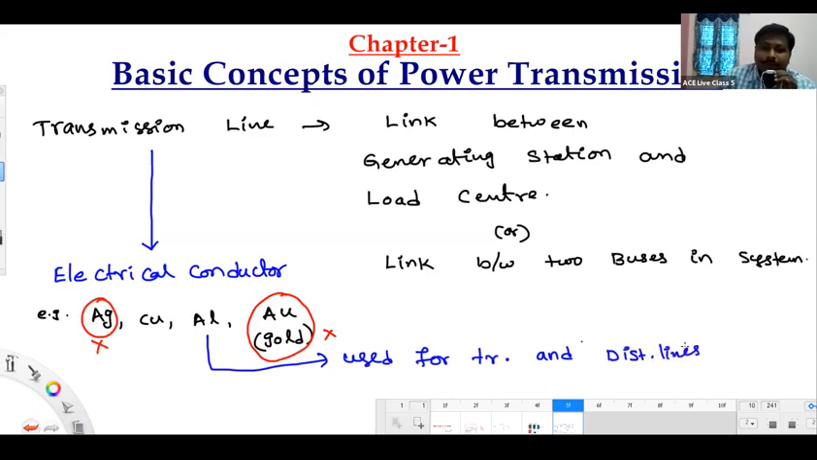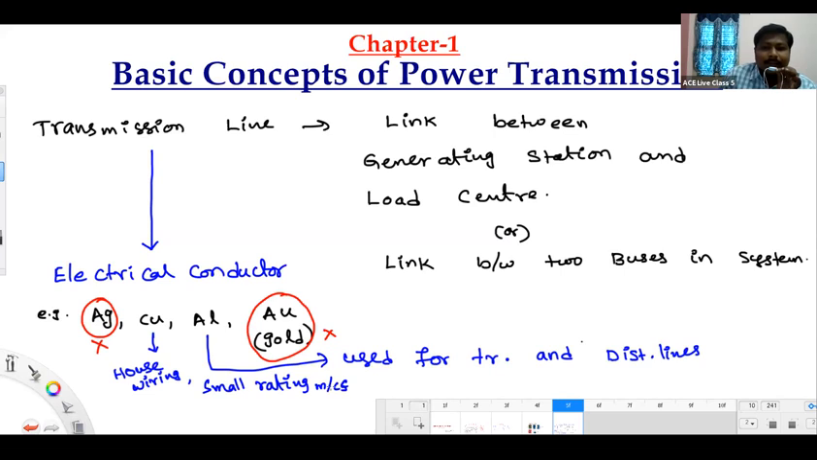Where do we use copper? Can you please tell me? In house wiring, we'll be using copper conductor. House wiring as well as small rating machines and small rating transformer windings. For these things we'll be using copper.